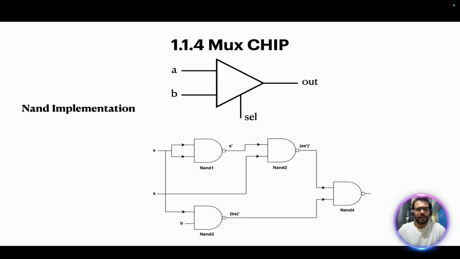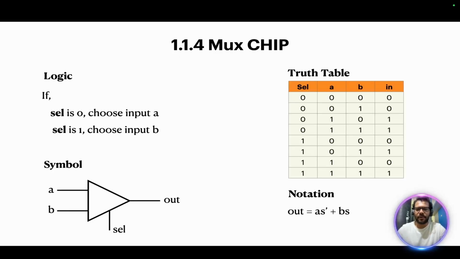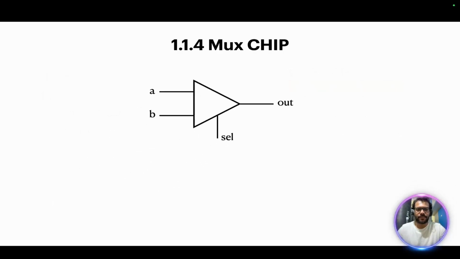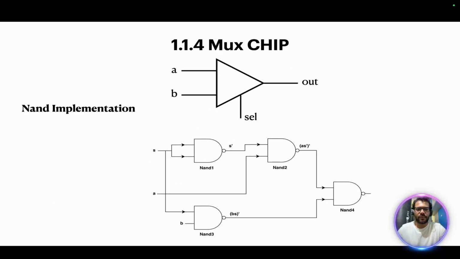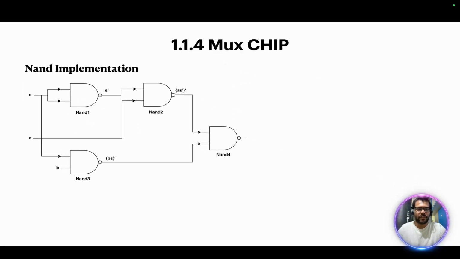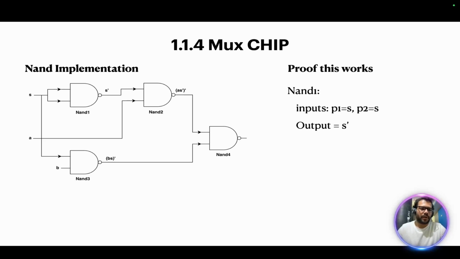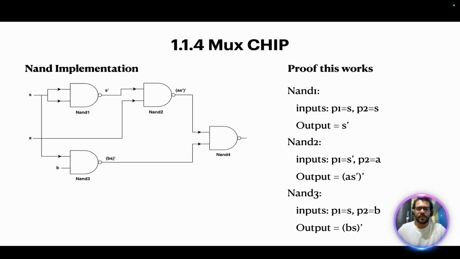This looks a little complicated, but it's not. What we are trying to do is implement the A S dash plus B S. Let's prove that this in fact gives you the logic that we intend to. NAND 1, S is being passed as input to both the pins, so you get S dash as we have seen from NOT chip. NAND number 2, S dash to the first pin, A to the second pin, you get (A S dash) whole dash. NAND number 3, pin number 1 is selector signal, pin number 2 is B, you get (B S) whole dash.